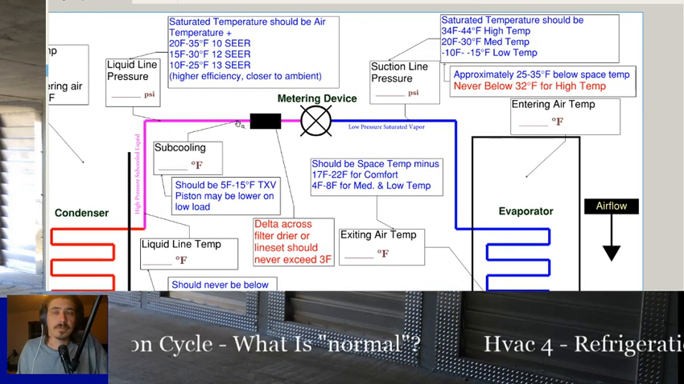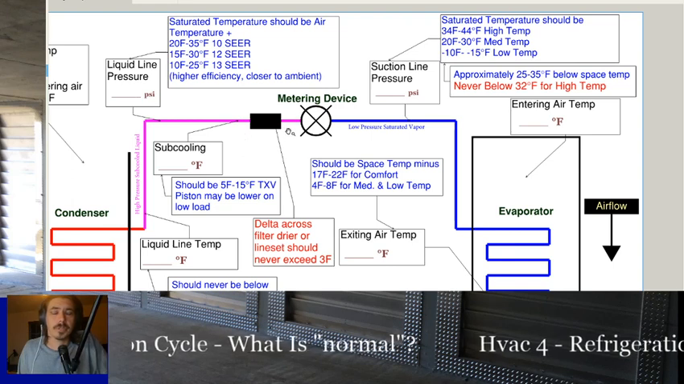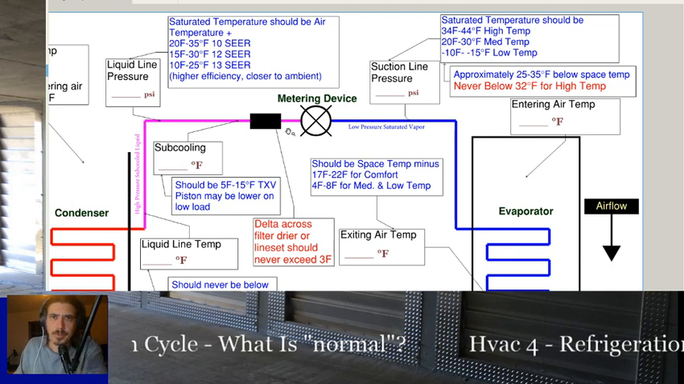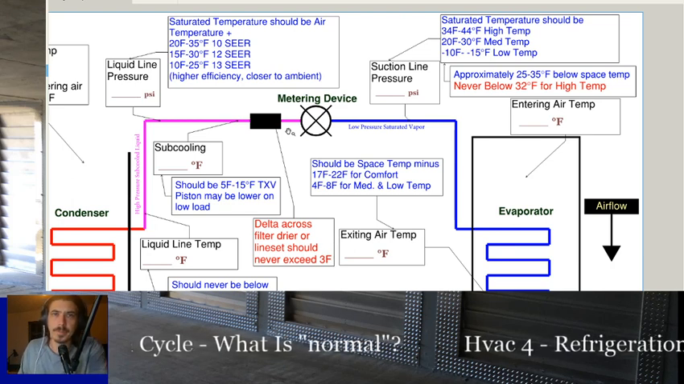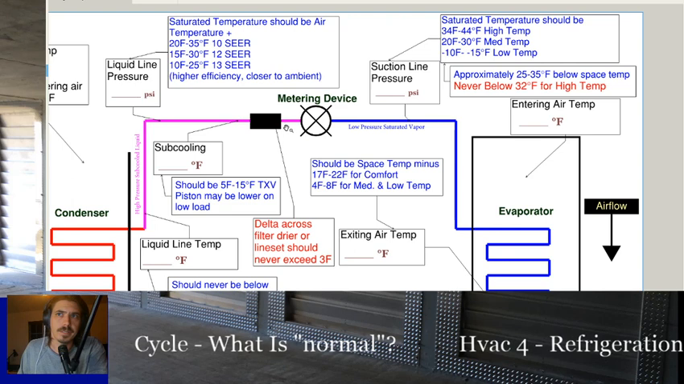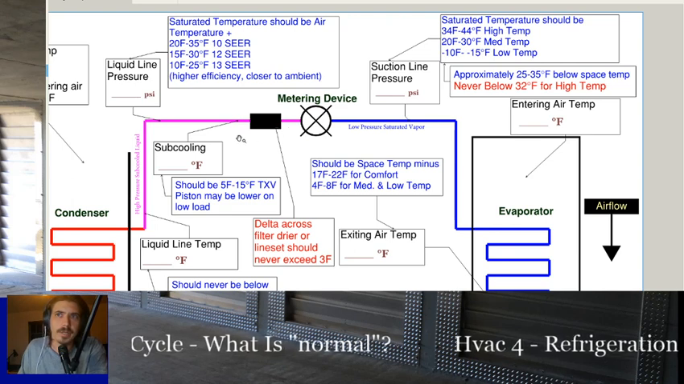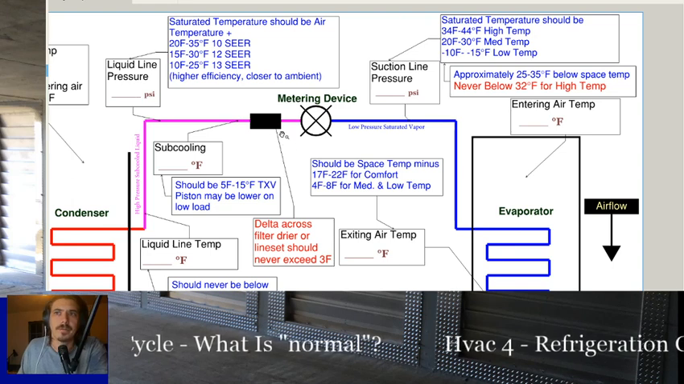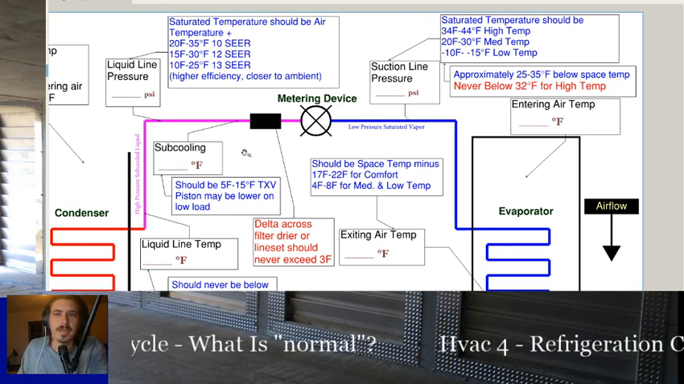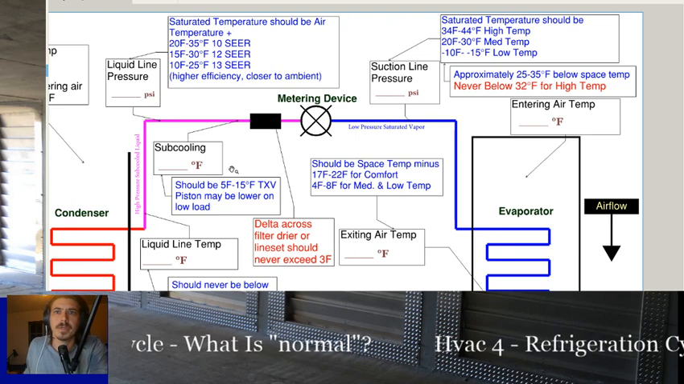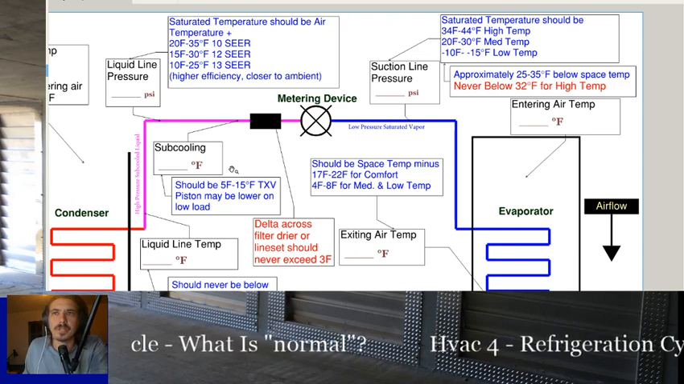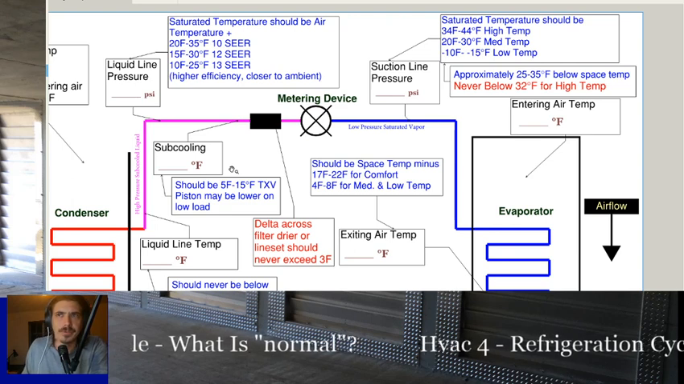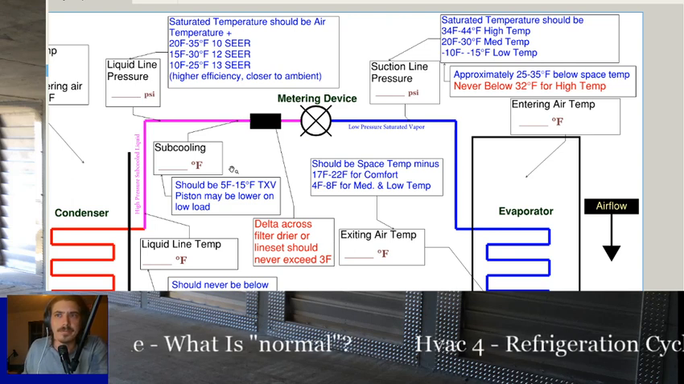After that, here I show a filter dryer. Side note, I generally prefer my filter dryers to be right before my metering device, because half the role of the filter dryer is to make sure we don't clog up our metering device. The other half of its role is to grab any moisture that was left in the system from your evacuation, to absorb that so it's not circulating within the system causing acid in the oil or anything like that.